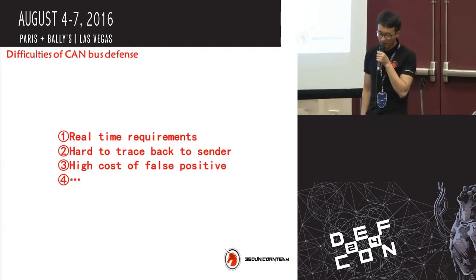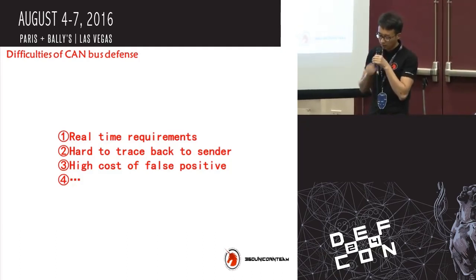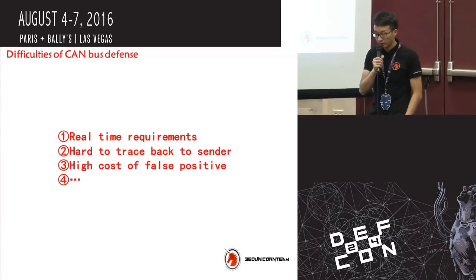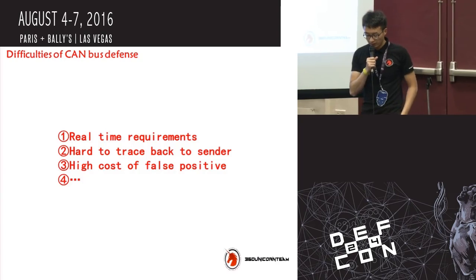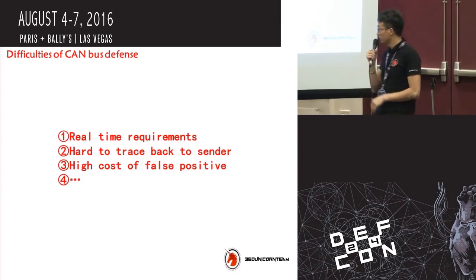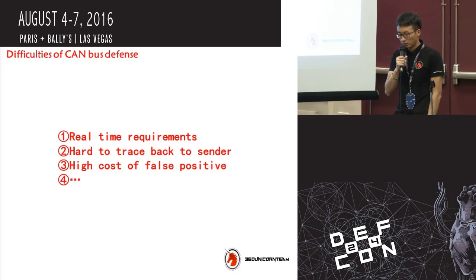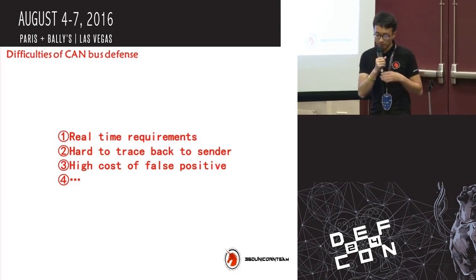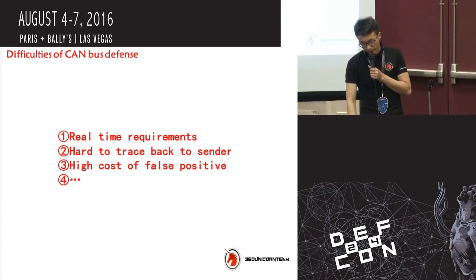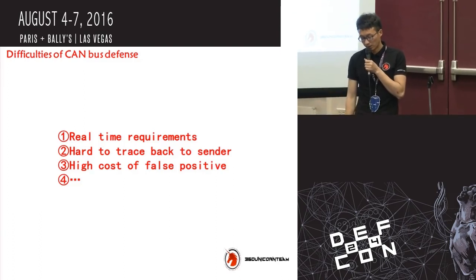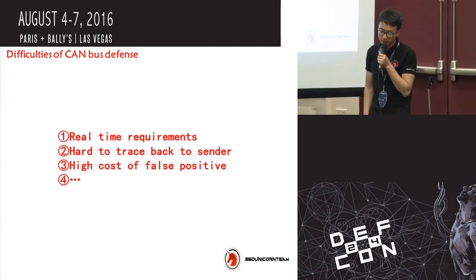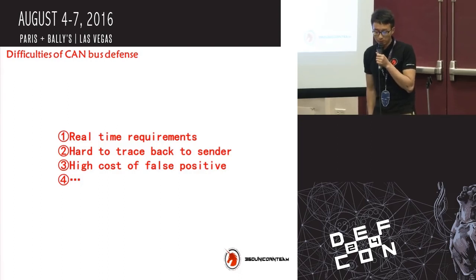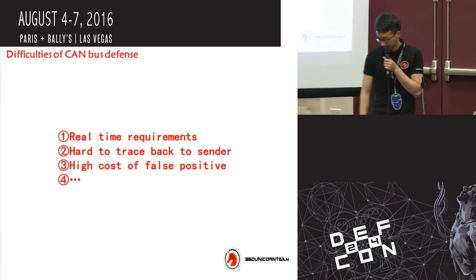Another problem is that it's very hard to trace back to the senders. As I just mentioned, the CAN bus only has a CAN ID. So if you detect a malicious packet, you cannot even decide which ECU transmitted that packet. So that's a problem too. And the third problem is the high cost of false positives. If you simply block communication between a certain ECU and the other ECUs, you will more than likely cause problems.